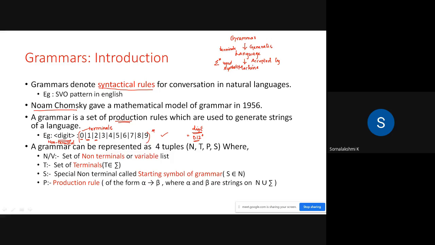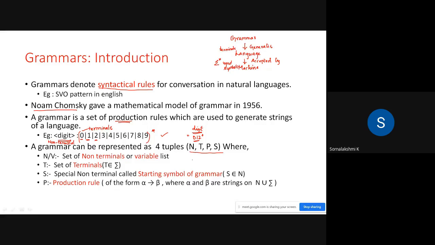Okay. Now again, for the grammar, this is a formal definition. So in case you're asked for a formal definition of a grammar, you have to represent it using this 4-tuple having 4 elements: N, T, P, and S.